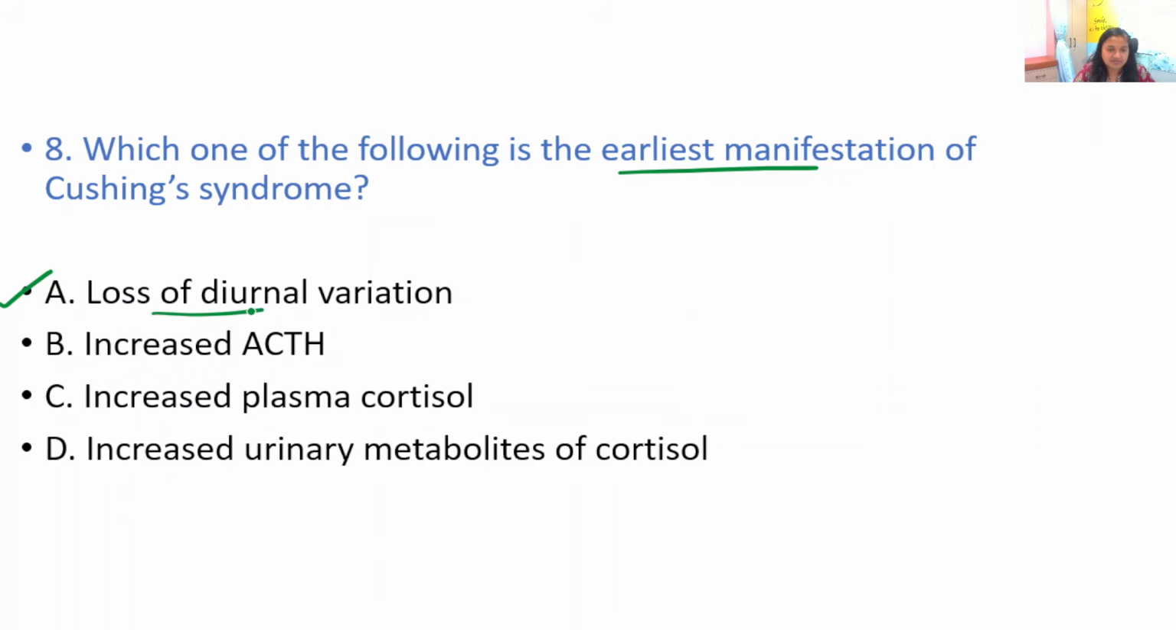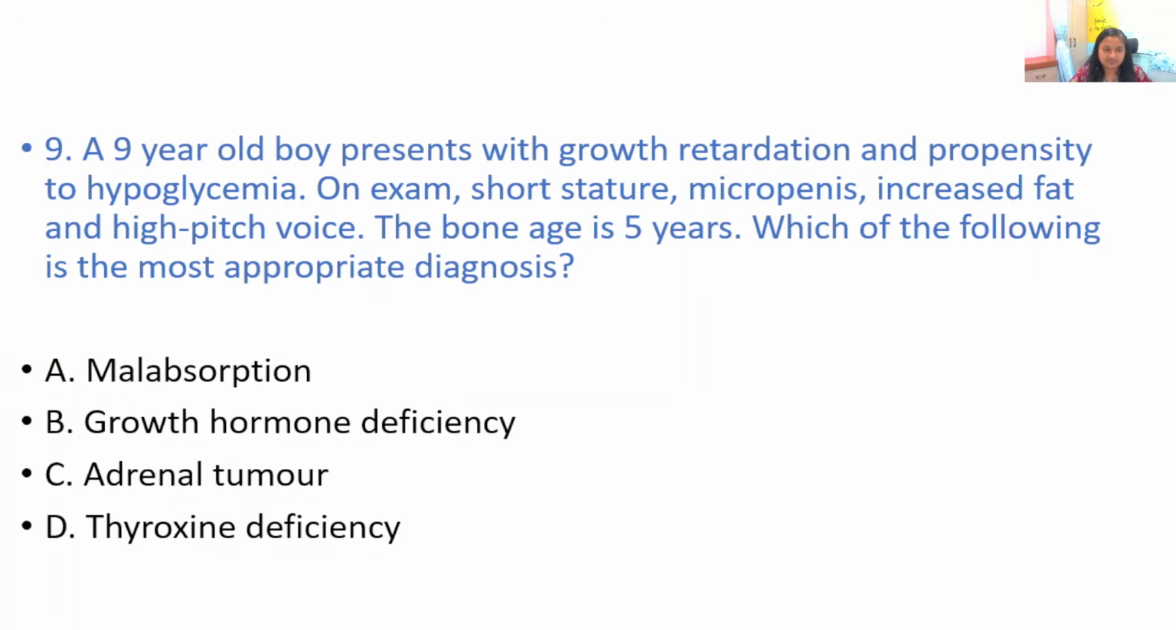So loss of diurnal variation of the cortisol secretion is the earliest manifestation of Cushing syndrome. The other options, increased ACTH, there may be increased or decreased ACTH depending on where the extra steroid is coming from. Increased plasma cortisol is there, there is increased urinary metabolites of cortisol, but the earliest manifestation is loss of diurnal variation or loss of circadian rhythm.